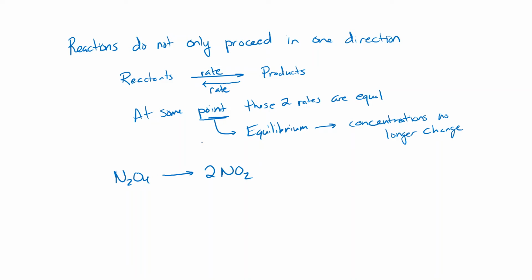So in this reaction, there's a rate of reaction going in the forward direction. And if we figure out the rate law for this, we get that the rate equals the rate constant times the concentration of N2O4, right? So the rate depends on how much N2O4 is around. Once that's around, that tells us how much NO2 we get.